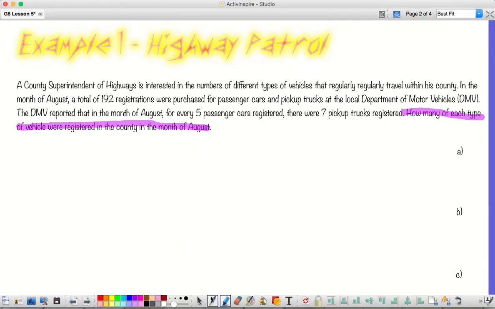So in this case, we're looking for how many of each type. So we're looking for the total of each type. Well, what we're going to do is break this down into a couple different pieces. First, we want to look at what's the important information here. Is it important to know about the county superintendent of highways? Not necessarily. We already know what question he's trying to answer. So, we want to look at what's important from there on out.